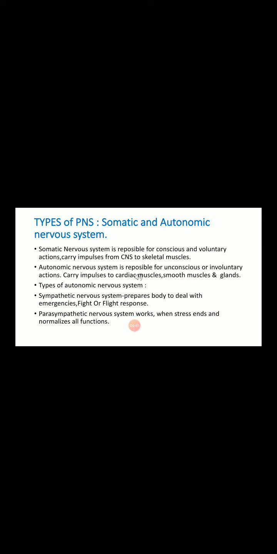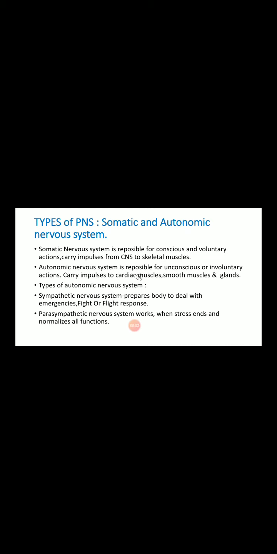And the types of autonomic system are sympathetic nervous system and parasympathetic nervous system. Sympathetic nervous system prepares the body to deal with the emergency situations like fight or flight. When you are having a fight, when you are afraid of some dog, you are running away.